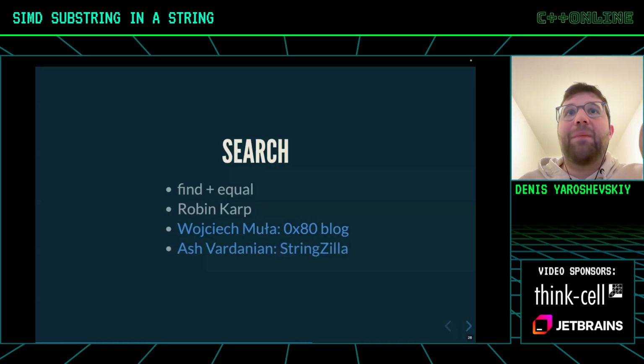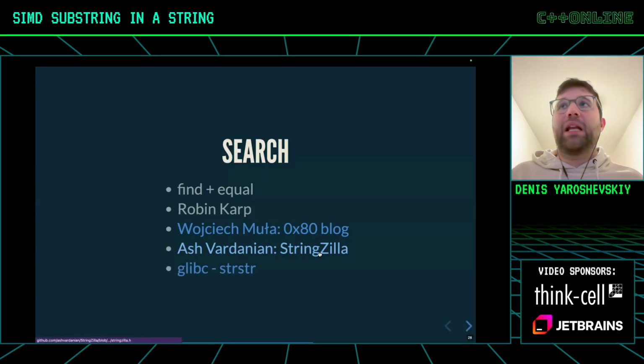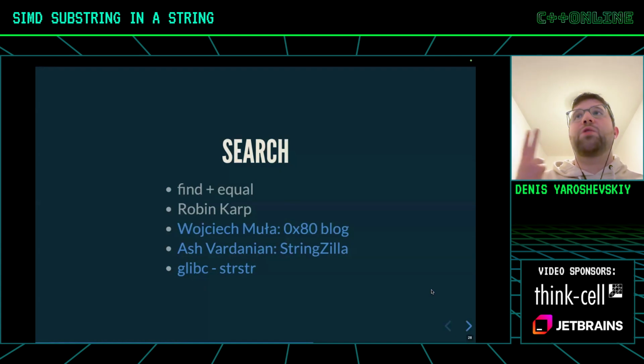Ash Vardanian, in his library StringZilla, selects 3 characters, and he's really smart about it because he did some statistics to understand why those 3 characters would be good. And finally, if you look at strstr, it uses the first 2 characters. Well, they kind of don't have a choice because it's C strings, so going past the second character would be an iteration or whatever.